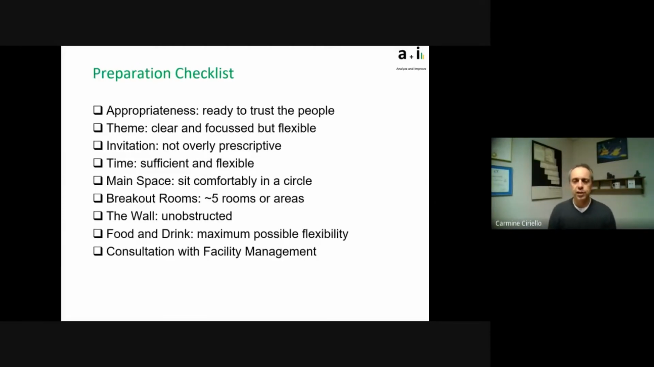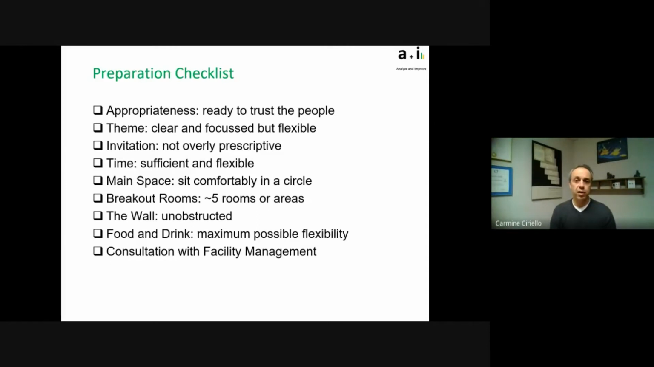High-level preparation checklist. A lot of people do ask, well, yes, it's going to be a flexible approach, but there must be some preparation that goes with it. And there is. It's a little different than usual. For example, the client, or the department or the group, really needs to be ready to trust the people, because the attendees, the people in the room, are really going to be leading and driving the progress in some of the ideas and development that comes about with them.